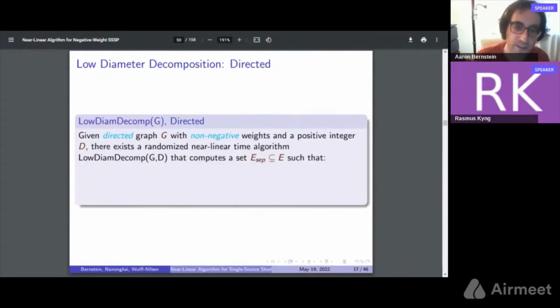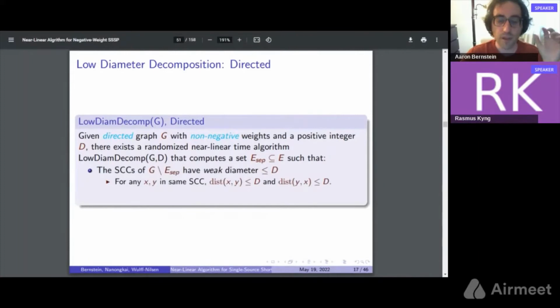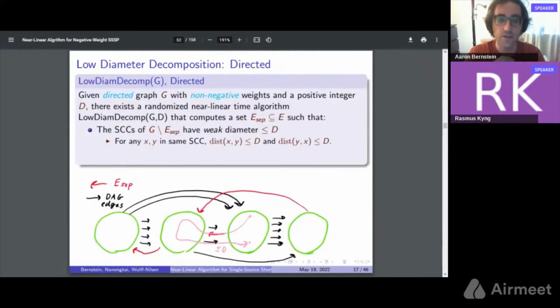So in directed graphs, it's a similar statement. Again, we're given a directed graph, non-negative weights, and some parameter d. And there exists a fast algorithm that is going to compute a set of separator edges such that once you remove the separator edges, all SCCs have small weak diameter. And that means in both directions. So let me show the picture.